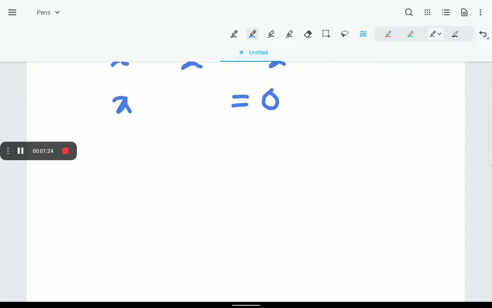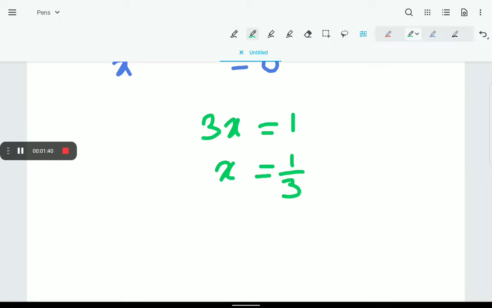Now again, let's look at another type of equation. 3x equal to 1. Then we have x equal to 1 by 3. Obviously, we can interpret it as 1/3 of an apple. Okay, that also makes sense.